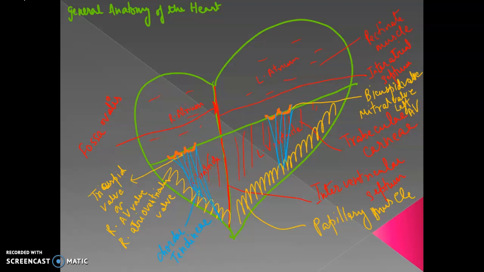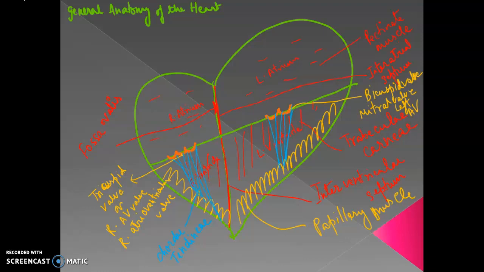In between the two atria, we have the interatrial septum, and the depression on the interatrial septum is called fossa ovalis. The general muscles of the atria are called pectinate muscles. Looking into the ventricles, the general muscles of the ventricles are called trabeculae carneae. The ventricles are separated from each other by the interventricular septum.